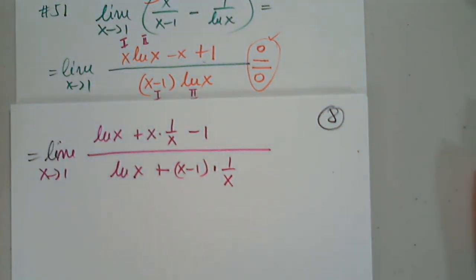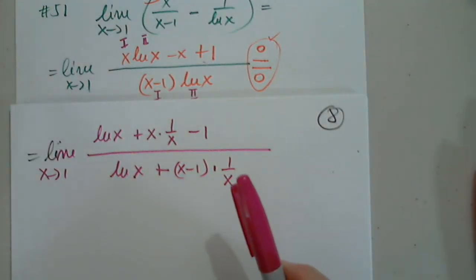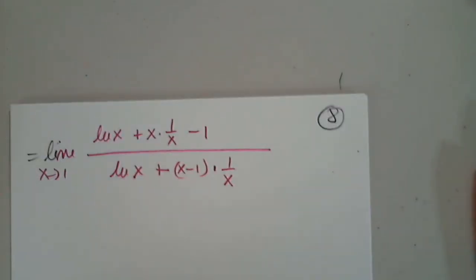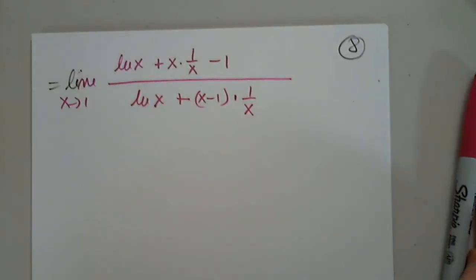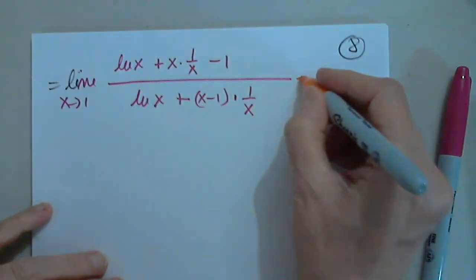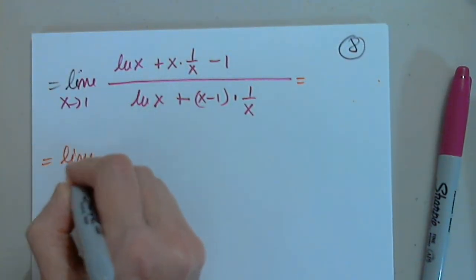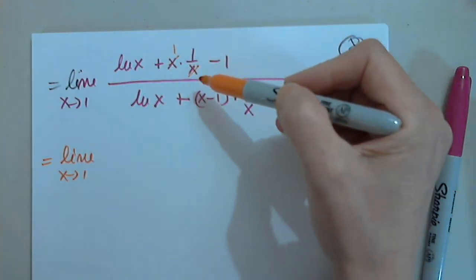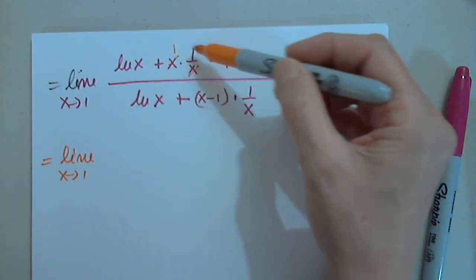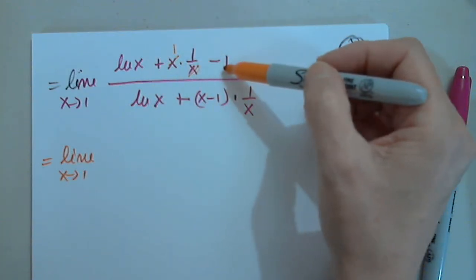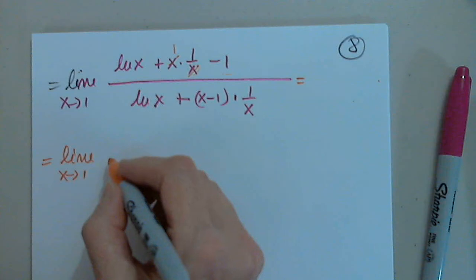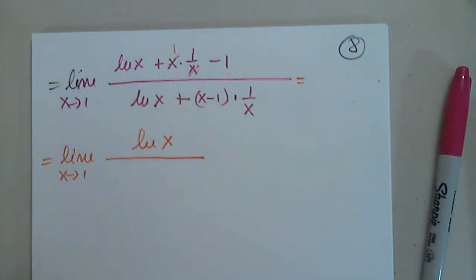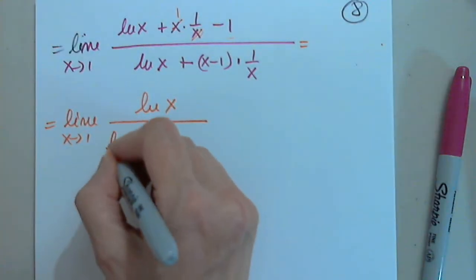Okay. I need to clean it up a little bit and then proceed. I can apply L'Hopital's rule 10 million times if it's needed, as long as it's 0 over 0 or infinity over infinity. Otherwise, I can't, not even once. Okay. You realize that this is x over x, which is 1. How much is 1 minus 1? 0. Good. So then the numerator is just natural log x.